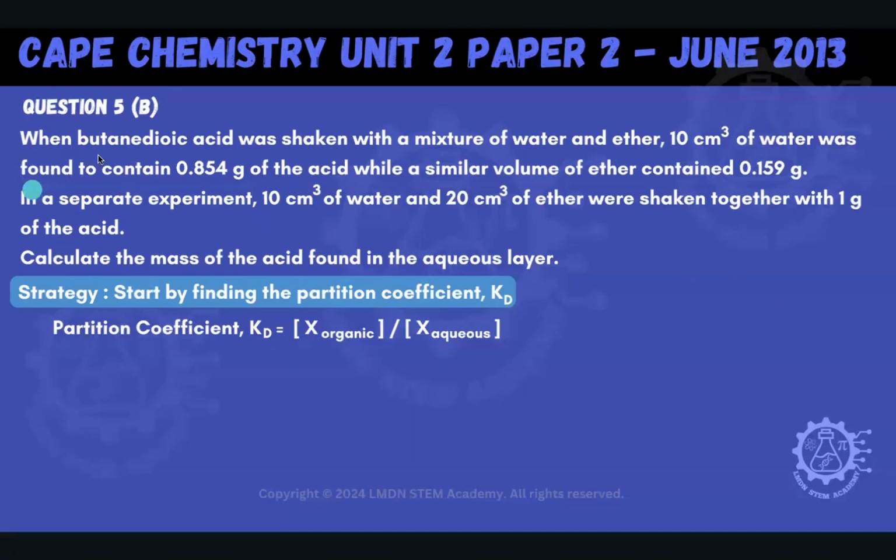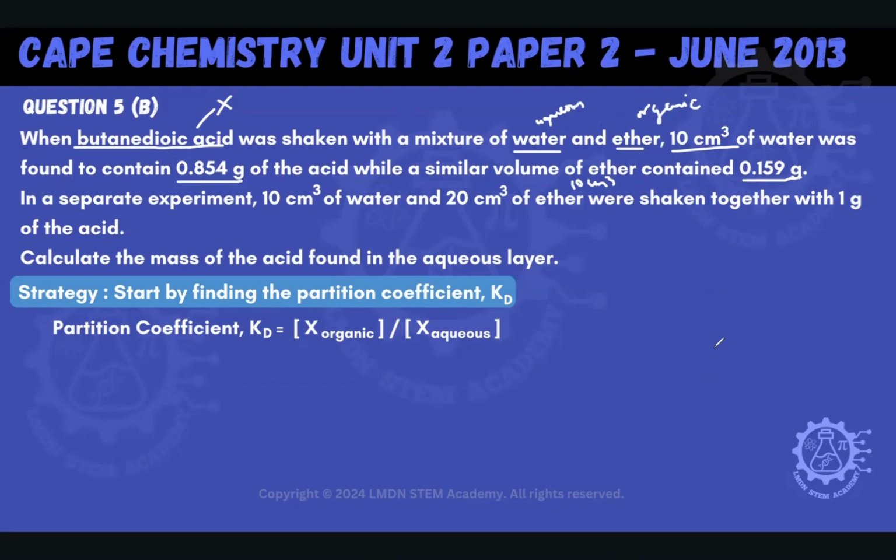In this case, butane dioic acid is our solute, so that's our X. Our aqueous solvent is water, and our organic solvent is ether. Initially, we're shaking 10 cm³ of water with 10 cm³ of ether, an equal volume of ether. When we did that, we found that 0.159 grams of the butane dioic acid was found in the ether layer, and 0.854 grams of the acid was found in the water layer.